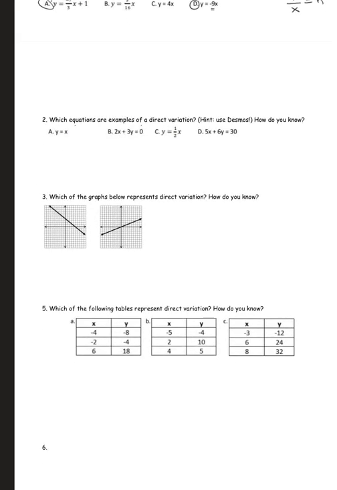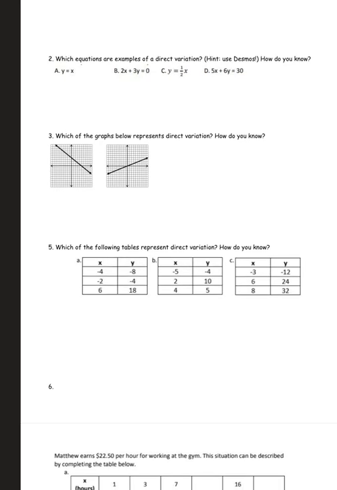All right. Let's take a look at number 2. And of course it says hint, use Desmos, but we're not going to worry about using Desmos because we can actually solve these by hand. So it says, which two equations are examples of a direct variation? All right, so let's take a look at A. Remember, our equation for a direct variation is y is equal to kx, where k represents our slope and our constant. So A is an example of a direct variation, and we know because our k is equal to 1.